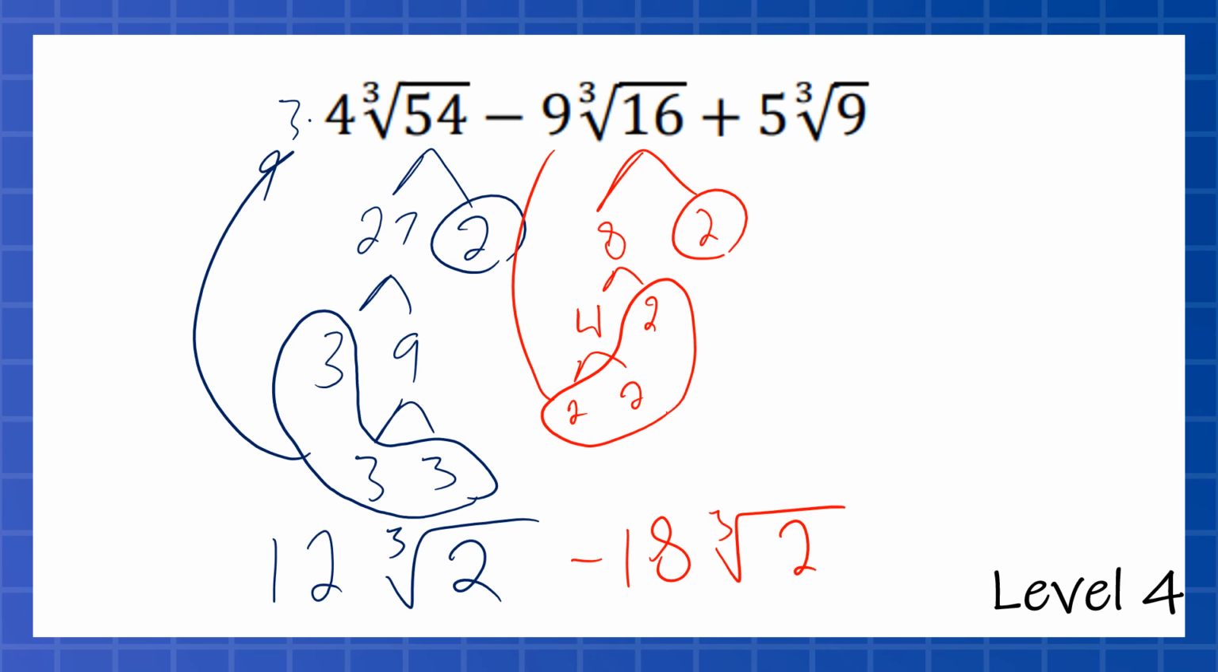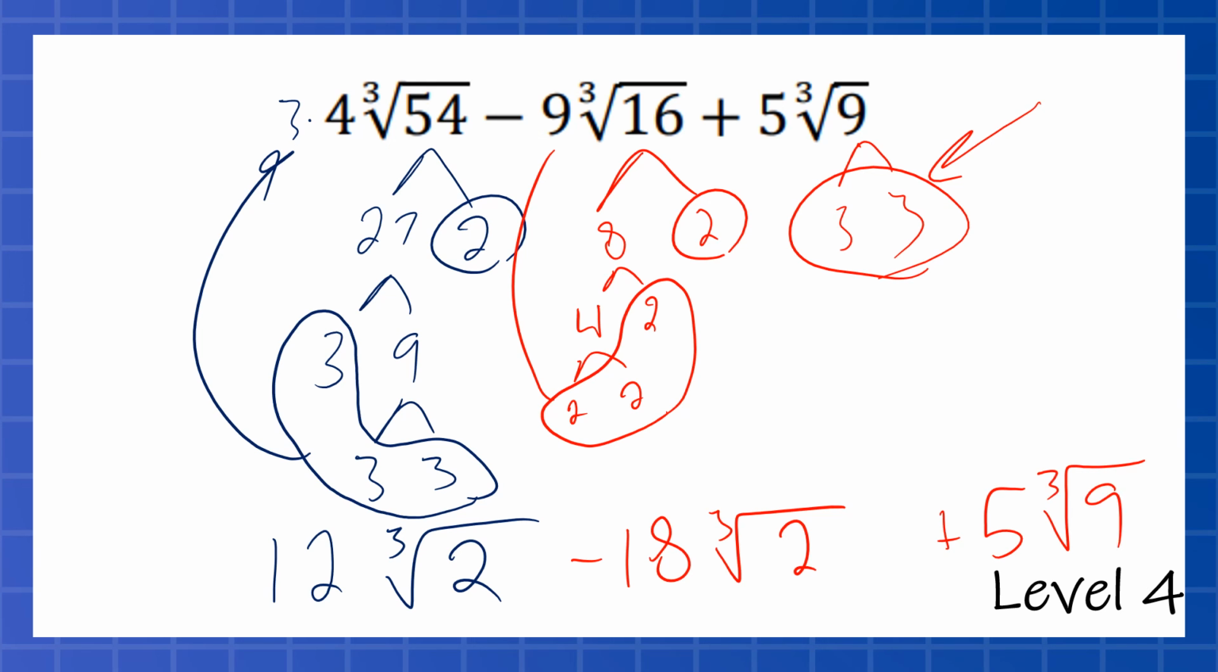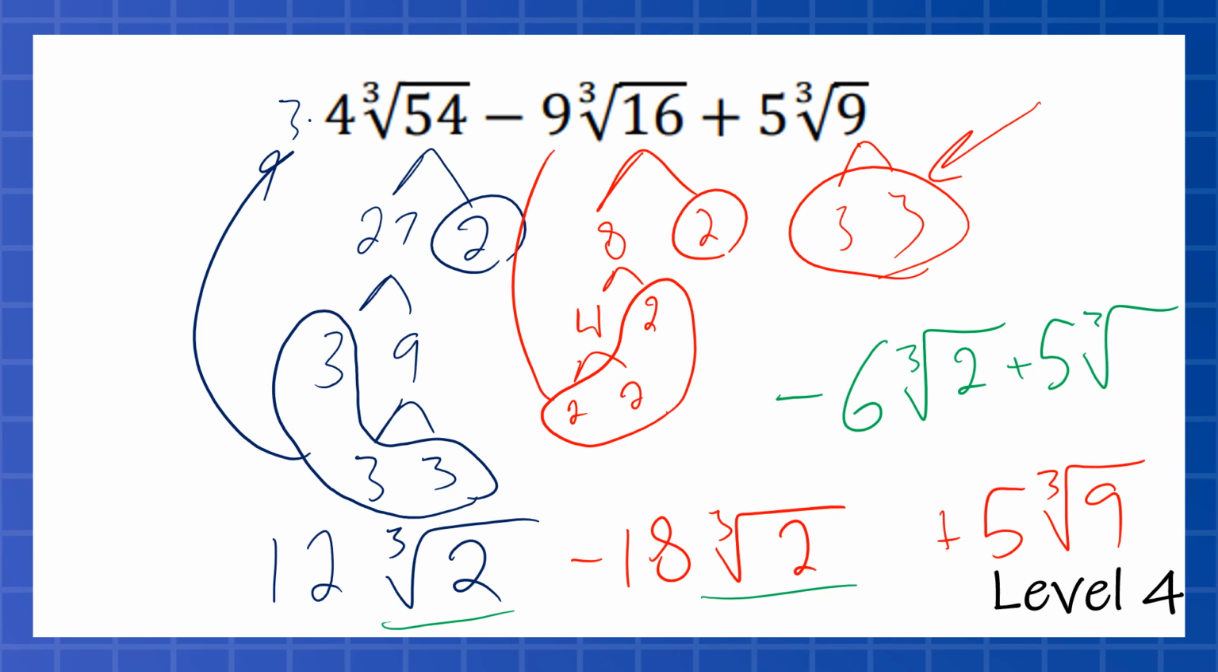Now the last one is the cube root of 9. So I'm going to say 3 times 3, and I can't go any further. I have both of these, but this is not a set of 3, so I'm going to leave that just the way it originally was. I can't actually simplify that. Now at this point, you might notice that we do have something that can simplify, is that both of these say cube root of 2. So we can combine them, and we end up with negative 6 cube root of 2 plus 5 cube root of 9.